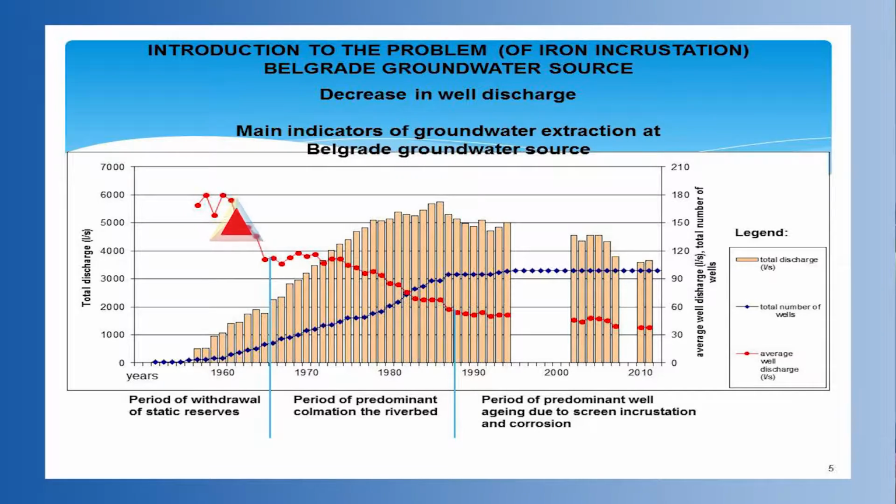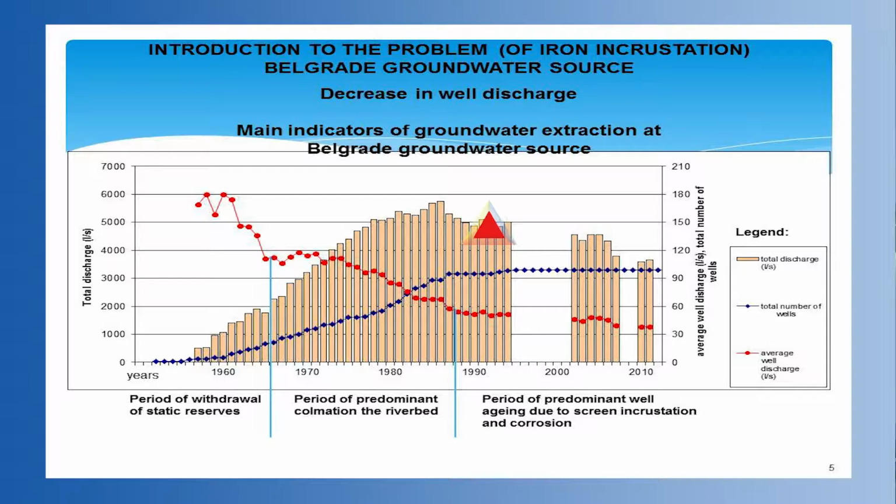Now this is interesting. The red line is the average well possible discharge during the time. We have three periods. The blue one is the number of the wells. At the end, it's 99 wells in the Belgrade water source. Brown is the yielding of the whole water source. You see, in 1986 it was almost 6 cubic meters per second, and today it is about 3 cubic meters per second, no more than that. And that means that we have some clogging.